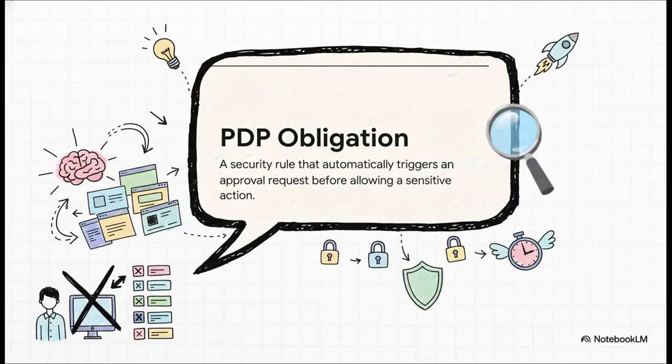So how does this magic actually work? Well, it all comes back to that PDP, our security brain. It can return something called an obligation. So when you try to do something sensitive, the PDP can step in and say, whoa, hold on. Yes, you are technically allowed to do this, but you have an obligation. You have to get it approved first. And then it automatically kicks off the whole approval process. It's seamless, it's intelligent, and it's secure.